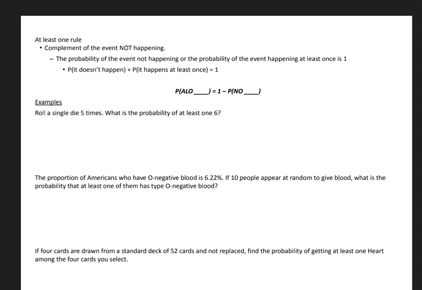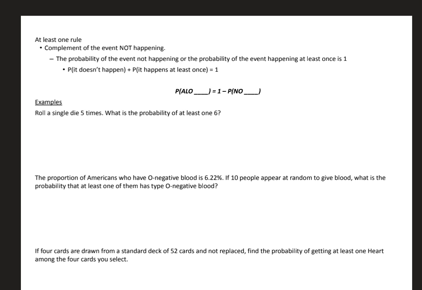All right, so now that we're familiar with the multiplication rule, now we can apply that multiplication rule to what's called the at least one rule. So when something happens at least once, that's basically the complement of an event not happening. The way you can think about it is the probability that it doesn't happen plus the probability that it happens at least once is equal to 1. So based off of that, we can rewrite that as saying the probability that something happens at least once is 1 minus the probability that it doesn't happen at all.